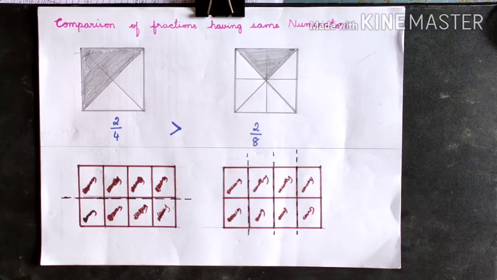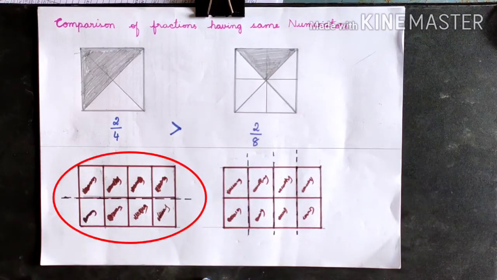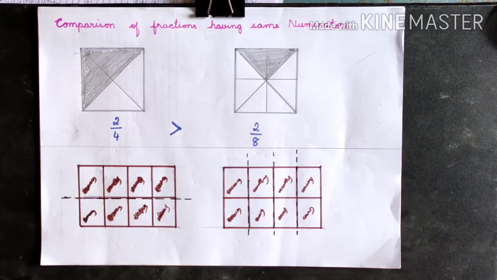So I guess that all of you want one part of this chocolate, because one part of this is more than one part of this, isn't it? Yes. Now let's write the fraction and compare them and see once.